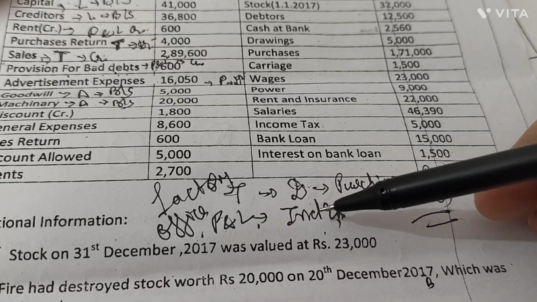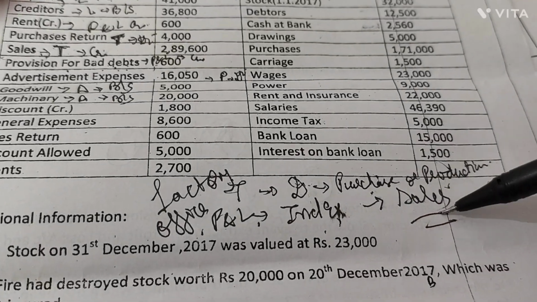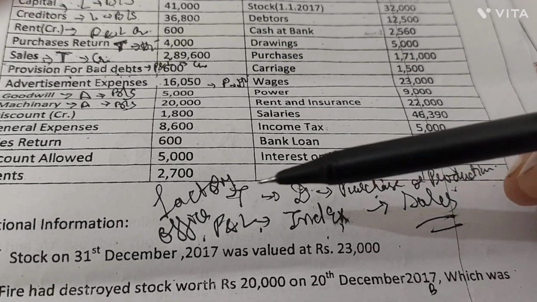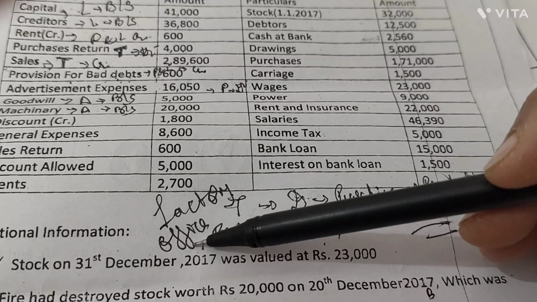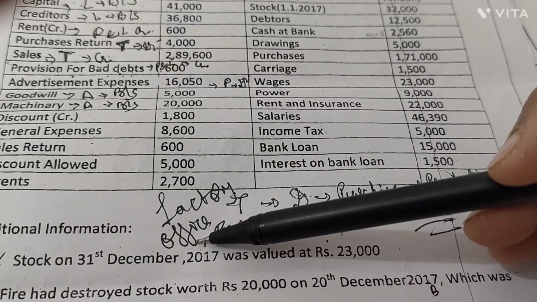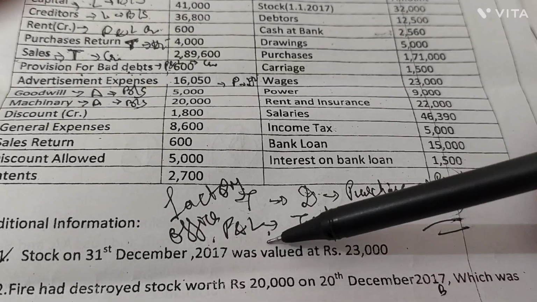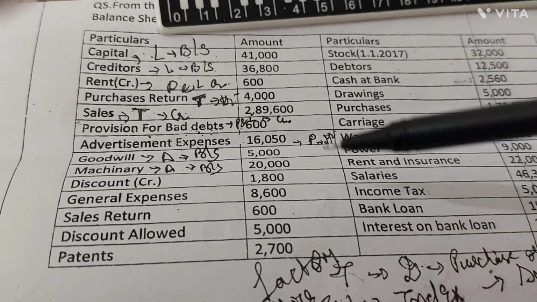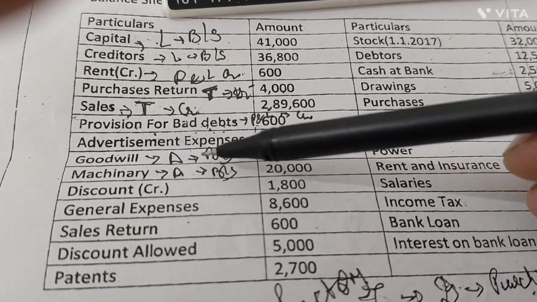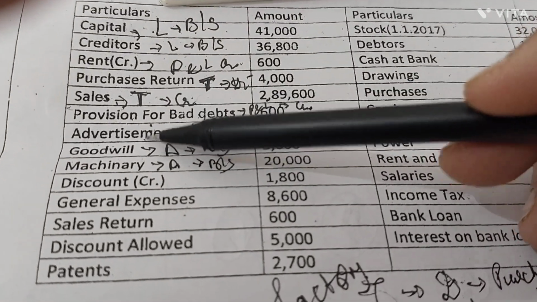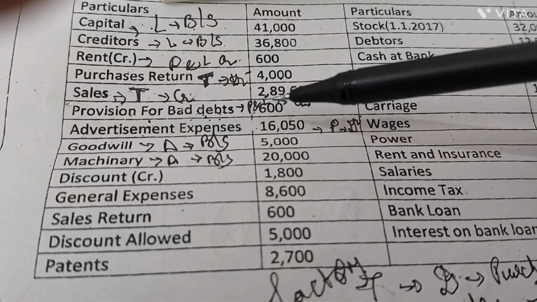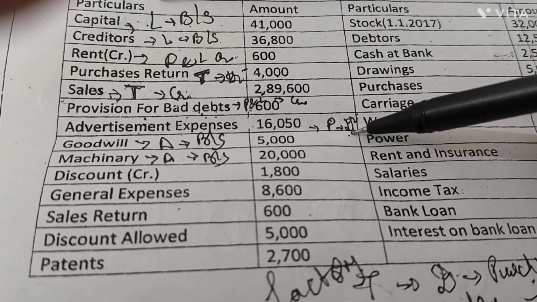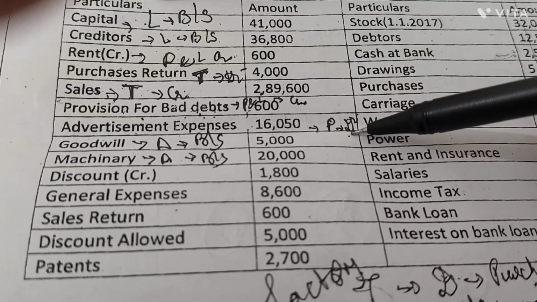How to identify indirect expenses? When these are on sales, that would be indirect. If these are related to your office, that will become the indirect expenses, so they are taken to the profit and loss account. Now here I am provided with advertisement expenses. Advertisement, which is meant for the sales, would be carried to the P&L account, and it would be debited there because it's an expense.